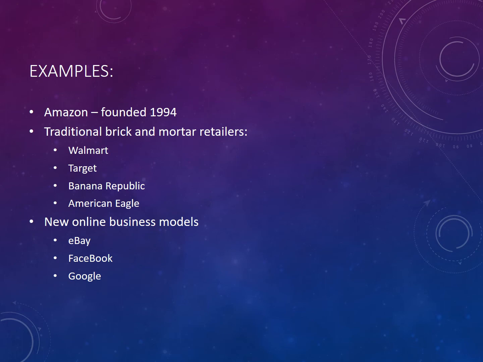And even traditional brick and mortar retailers like Walmart and Target were starting to put their businesses online. And of course, new online business models were starting to emerge: eBay, the auction site, and a little bit later in the 2000s, Facebook and Google. Google started to emerge in the late 1990s, early 2000s as essentially a search engine to start off with.